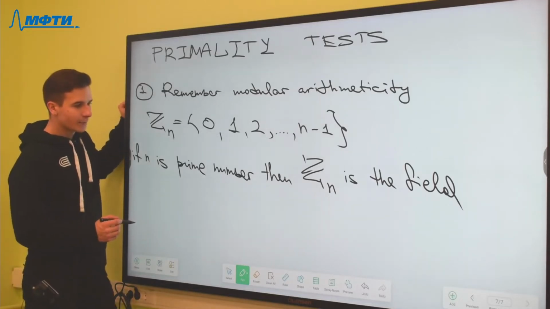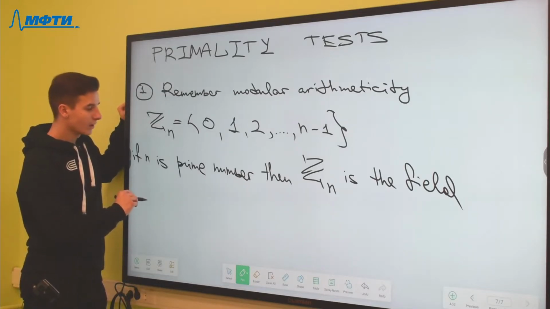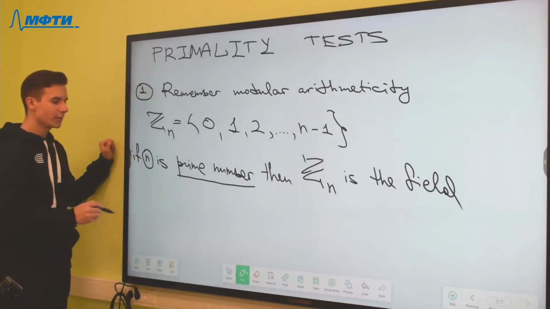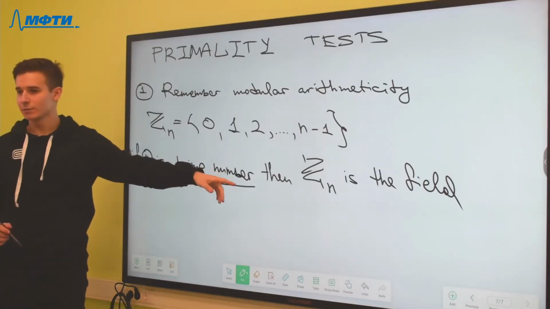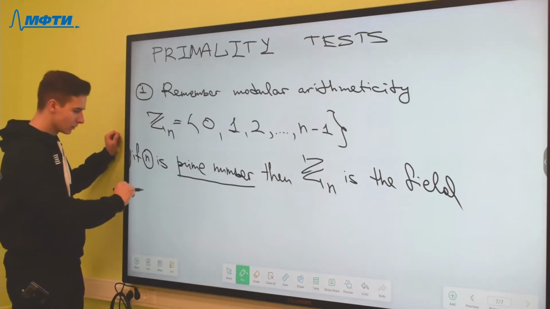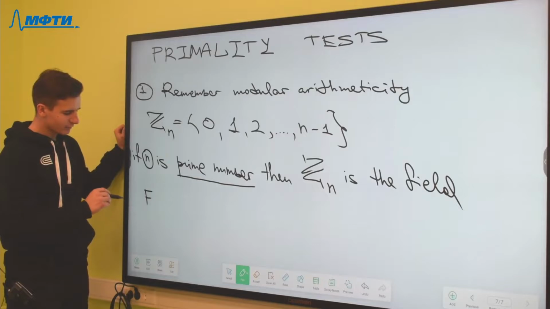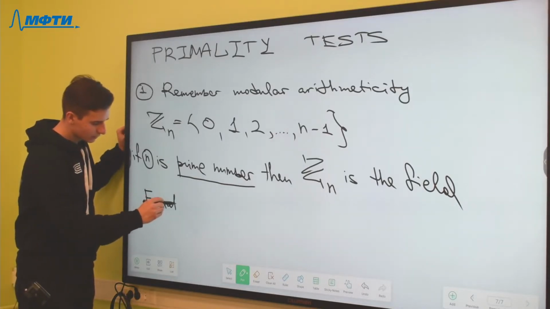Okay, so what we want to know. We want to know when integer number n that we get from the inputs is the prime number. And in this way, we can use this property and some corollaries from this statement.